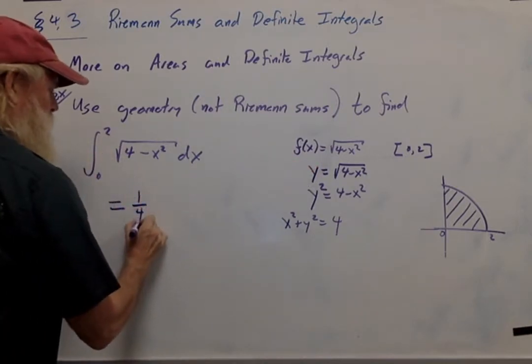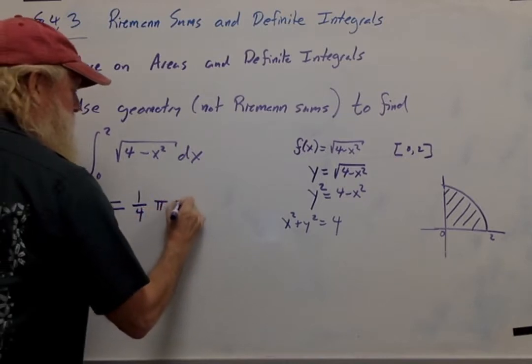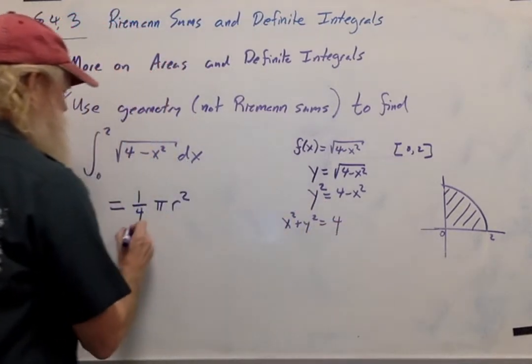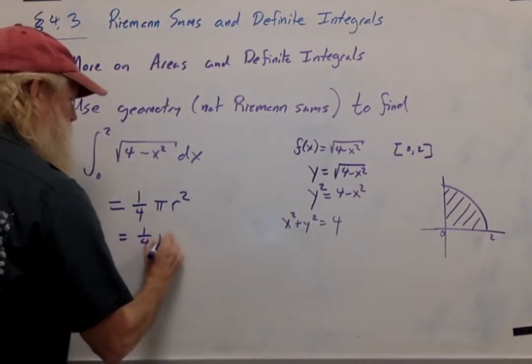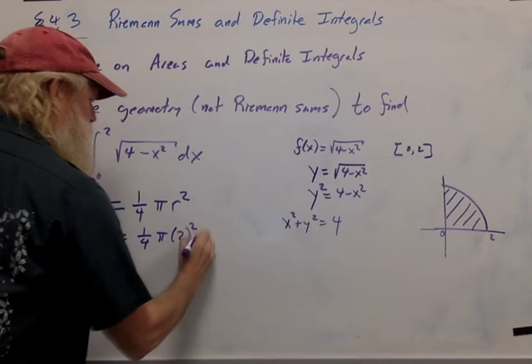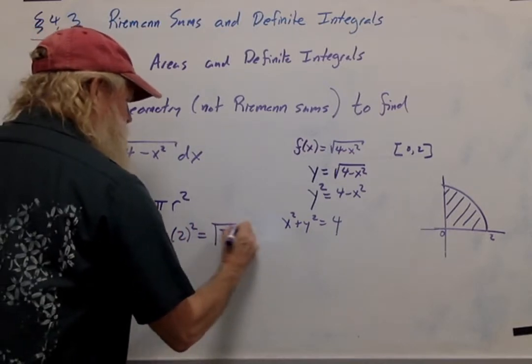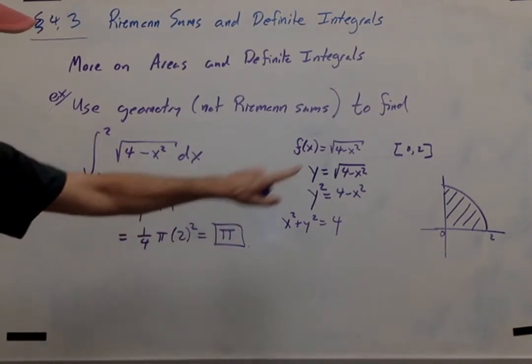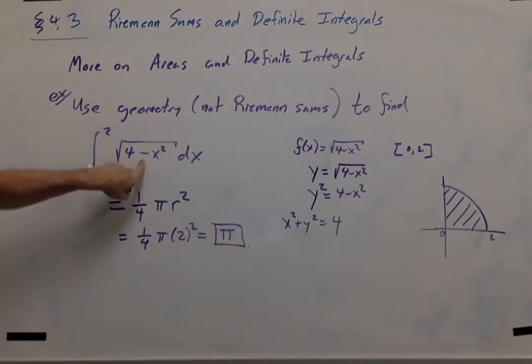So it'll be 1/4 pi r squared. And the radius of the circle is 2. So this is 1/4 pi times 2 squared, which is pi. And it's kind of cool that we can find this integral using geometry, because this is actually a fairly difficult integral to do using other techniques. In fact, it won't be until about a month into Calculus 2 that you'll learn how to carry out this integral using other techniques. But notice that using geometry is fairly simple.